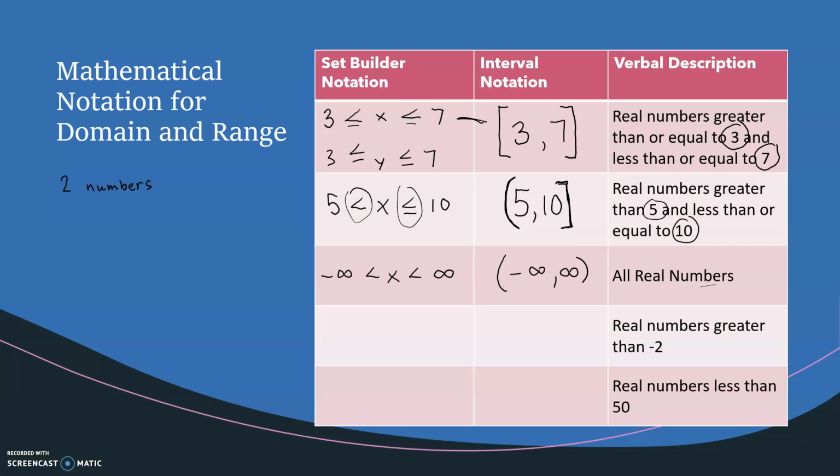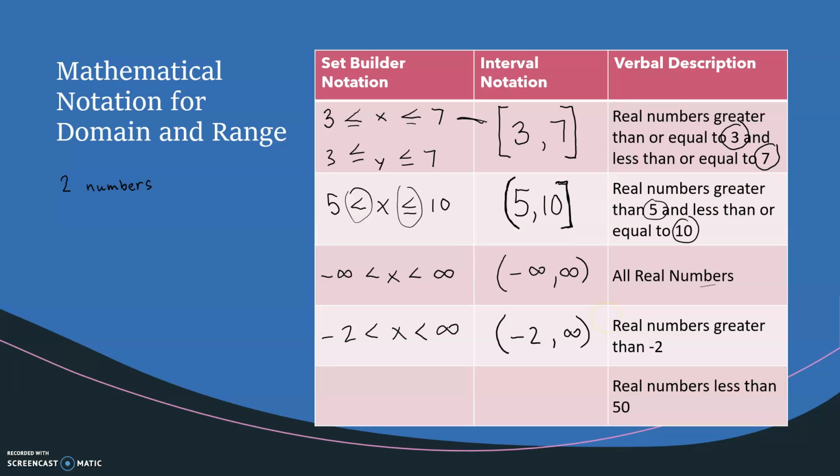Okay, the next one is real numbers greater than -2. If I want two different numbers, well, my smaller number is going to be -2, and if I want anything greater than -2, that would include up to infinity. So it's going to look like this. It's not greater than or equal to, it's just greater than, so I'm going to use a parentheses, and then the bigger number, infinity.